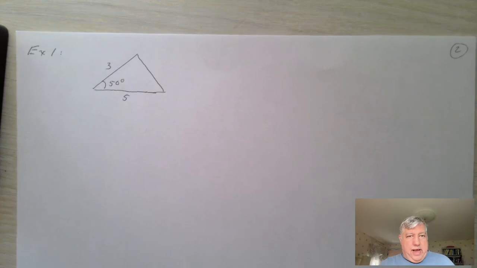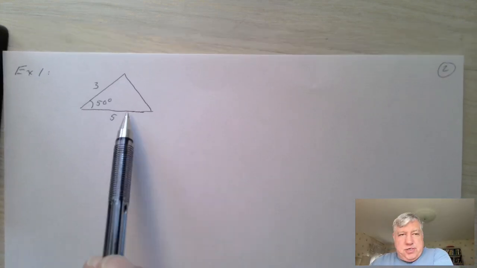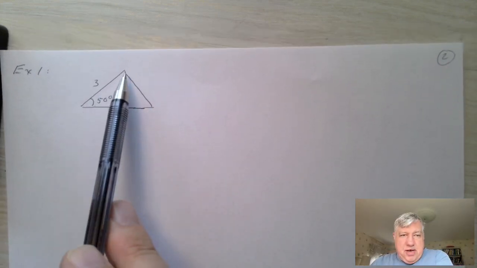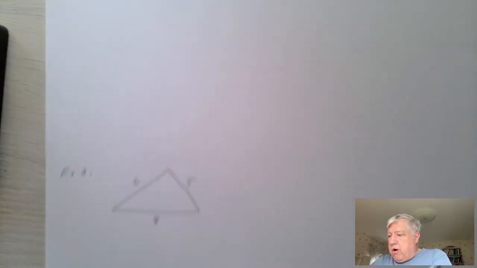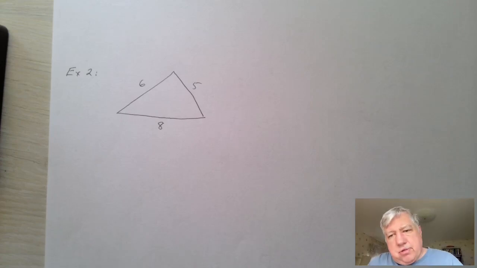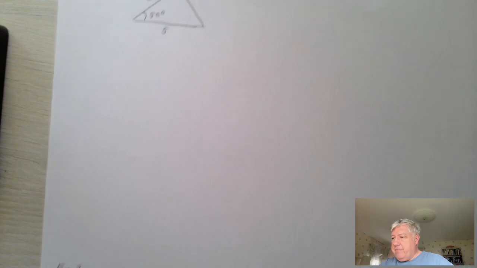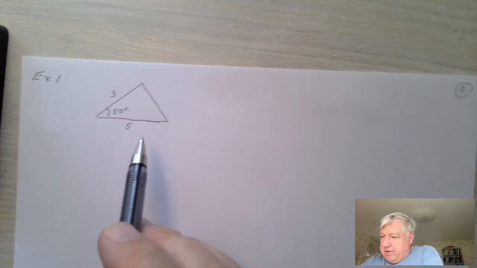So let's look at the two cases where you use the law of cosines. It's when you have a situation like this where you're given two sides and the angle between them, or it might be that you're given all three sides. Then you go ahead and use the law of cosines. Okay, so how do we do this? Well, let's do this one first.